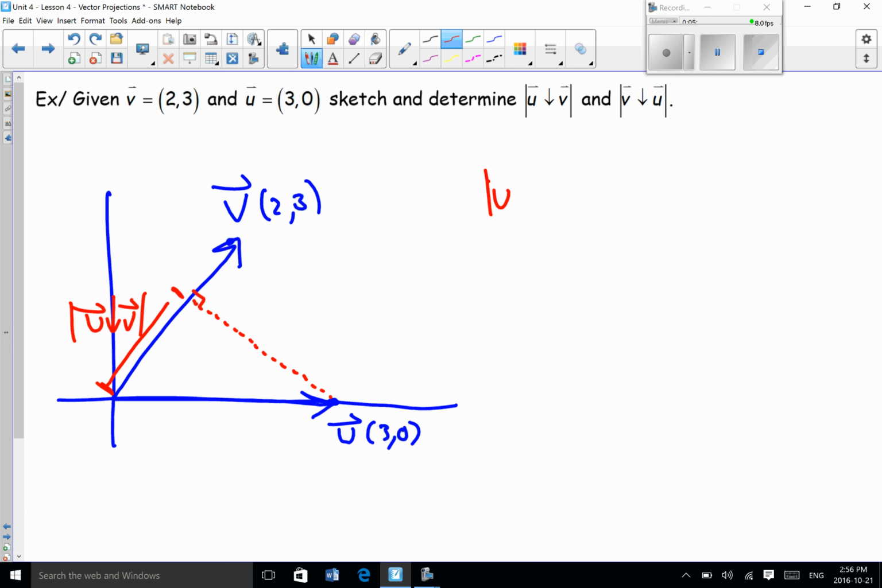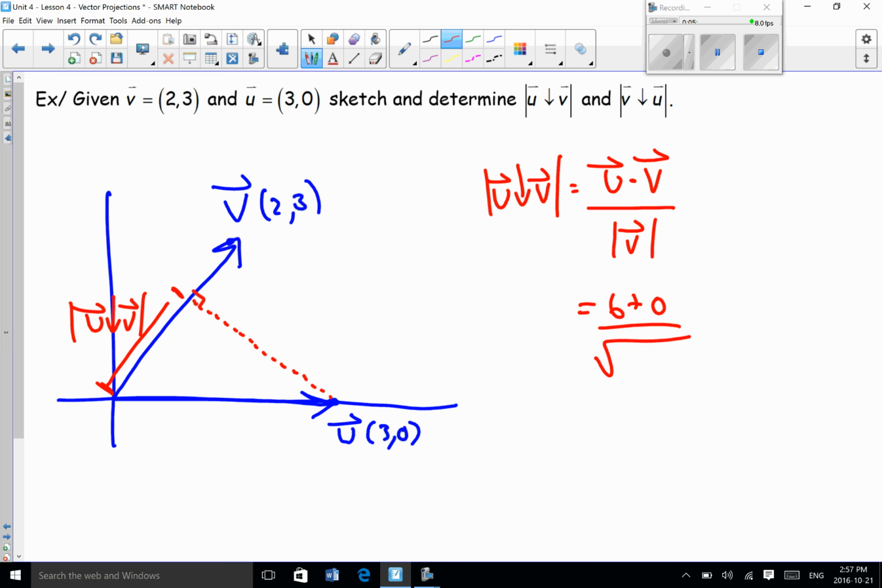And how do we find that? Well, the formula we just developed. I take the dot product of the two things, U dot V over the magnitude of V. Algebraic vectors, you can find the dot product pretty quick. 2 times 3 is 6. 3 times 0 is 0, over the magnitude of 2 squared plus 3 squared. So we get 6 over root 13. And that's what U onto V would look like.